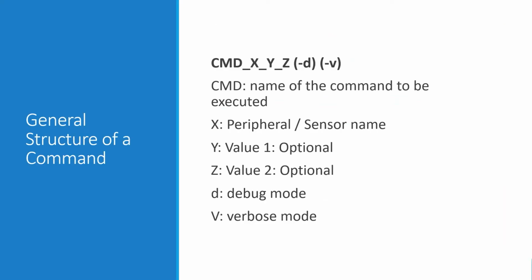At the top, the structure of a command is given. As you can see, it consists of the type of the command indicated by CMD, the peripheral or the sensor name to be used, indicated by X, and two values Y and Z, all separated by underscores. Optionally, one can activate the verbose mode or the debug mode, which I will be talking about later on.